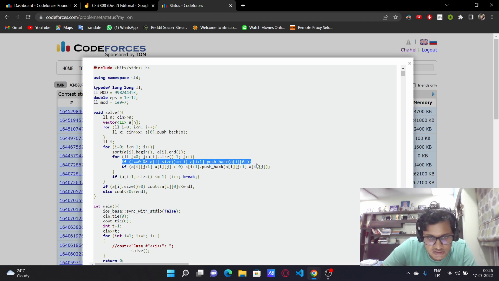So this is that corner case: if the size is less, then we have to just push back the first element, because it implies that we have dropped off the zeros, and the 0 minus first element difference won't be there. That's why we are pushing it back.